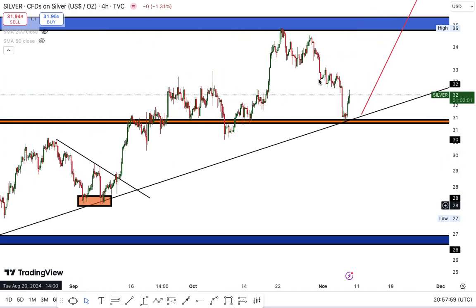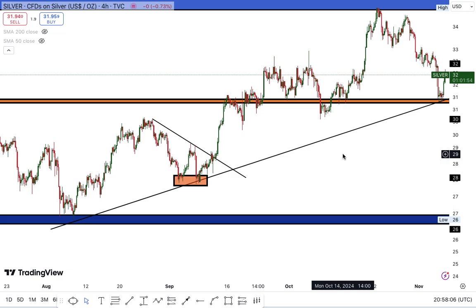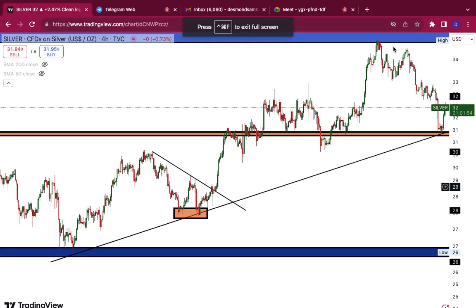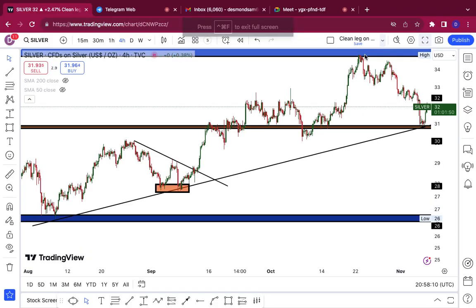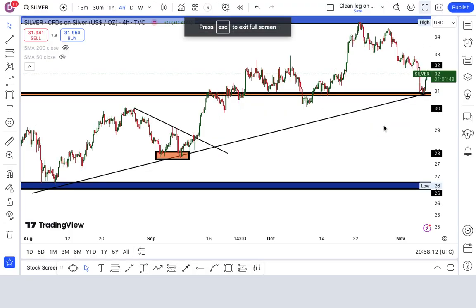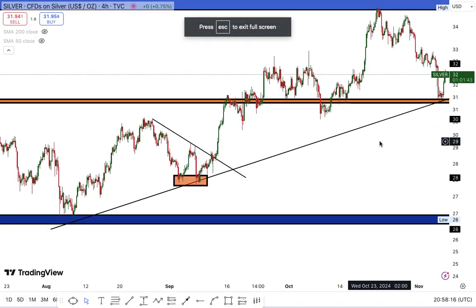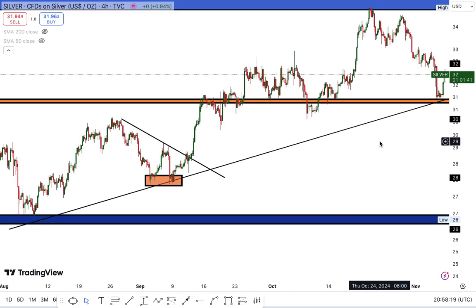So you can see that from here to here, for example... Yeah, I have a question. When the price touched this blue zone up here, you didn't take any sell trade because it's in a long term trend?